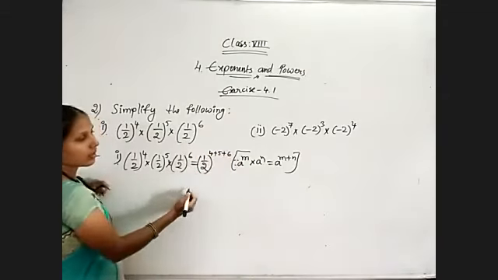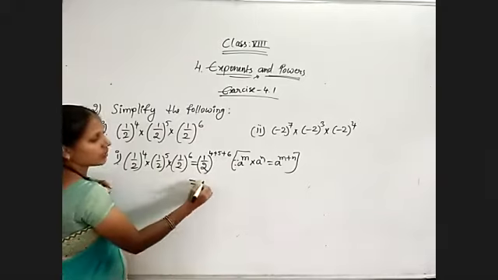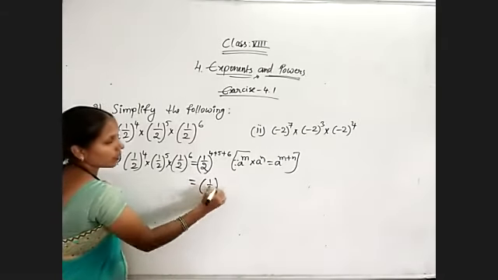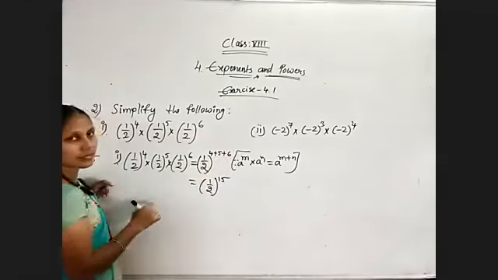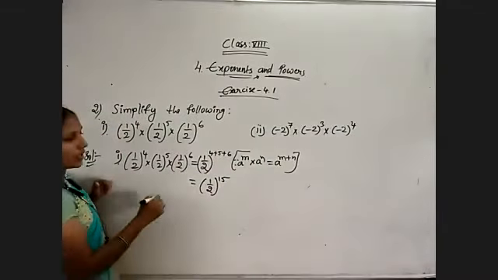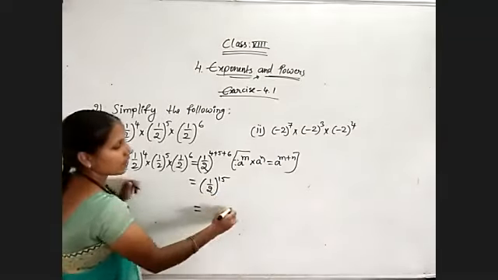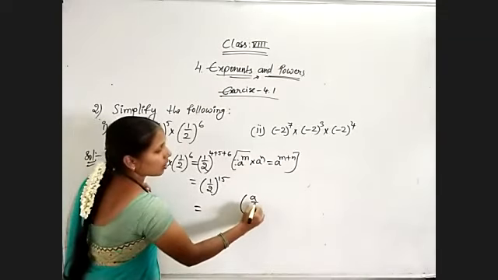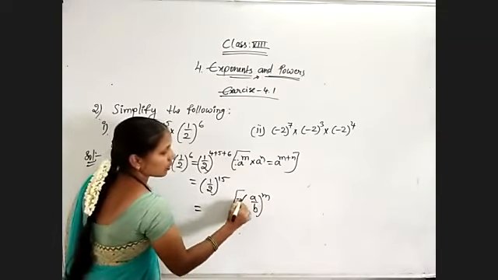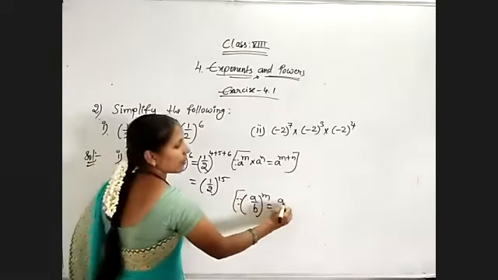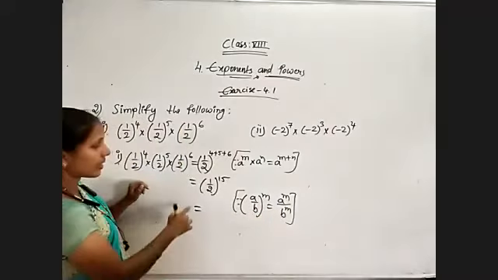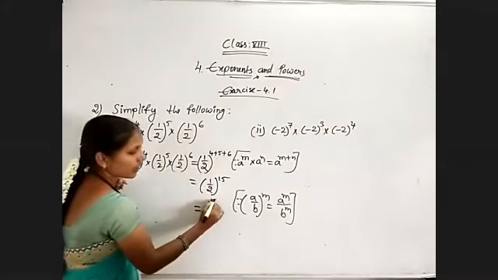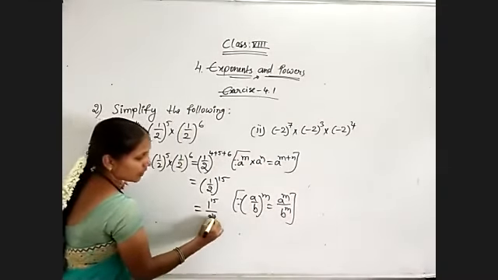By using this formula, it is equal to 1 by 2 to the power of 4 plus 6, 10, 10 plus 5, 15. So 1 by 2 to the power of 15. That is nothing but in the form of (a by b) whole power m. What is its simplification? a^m by b^m. That is 1^15 by 2^15.